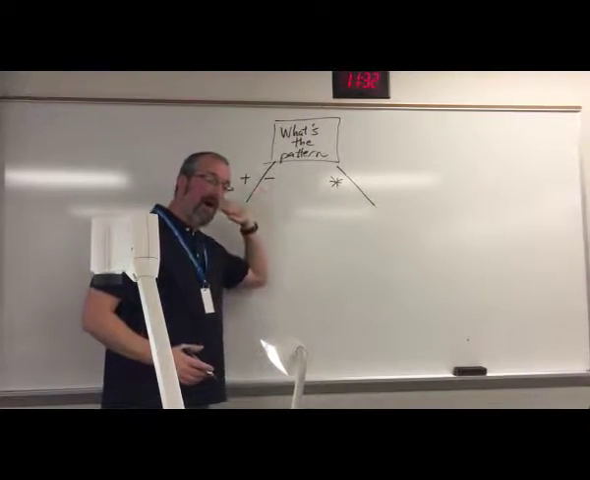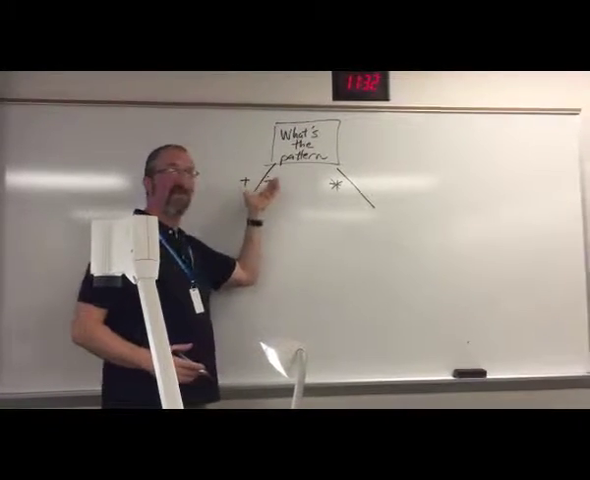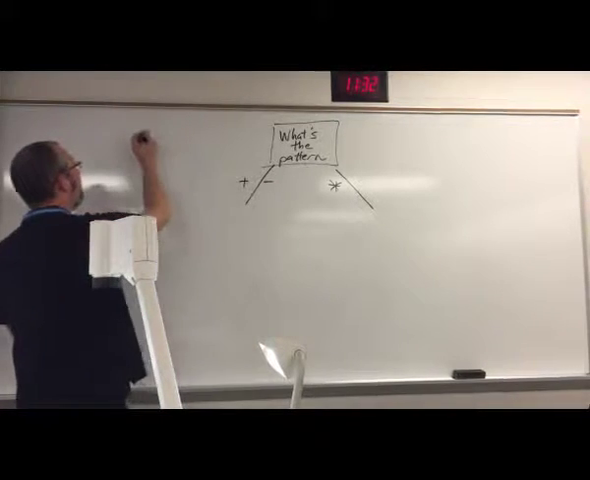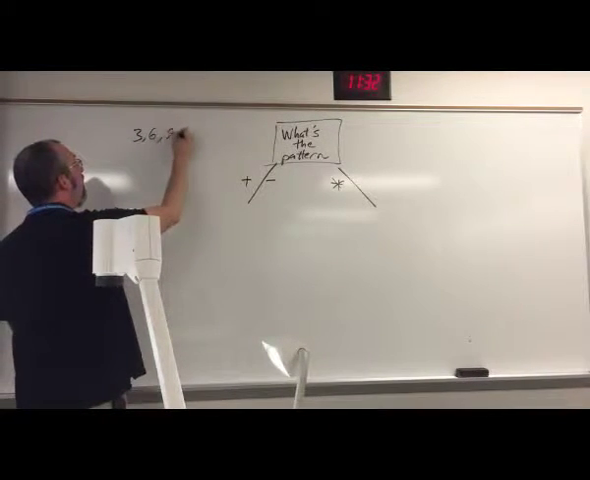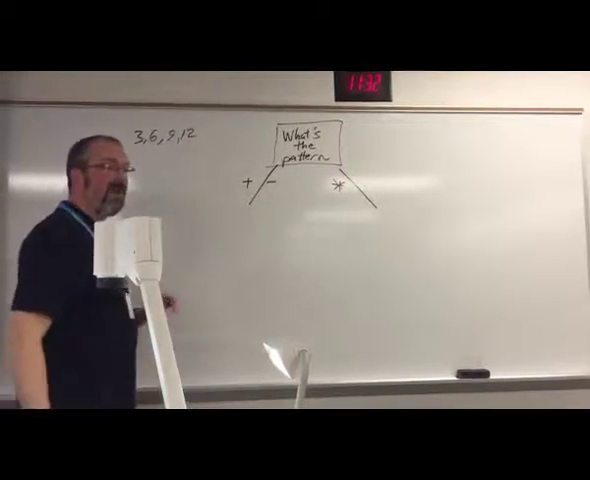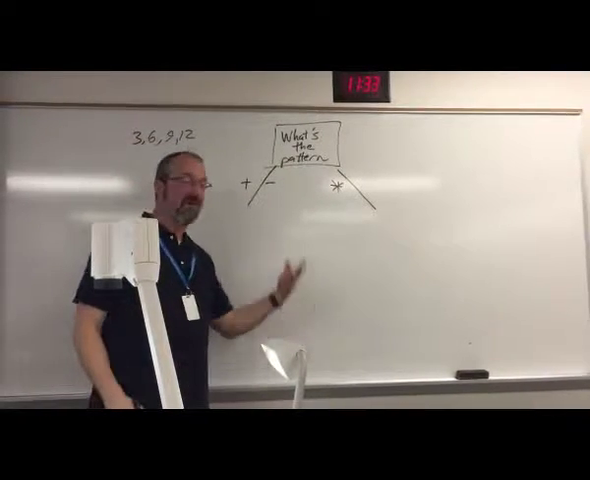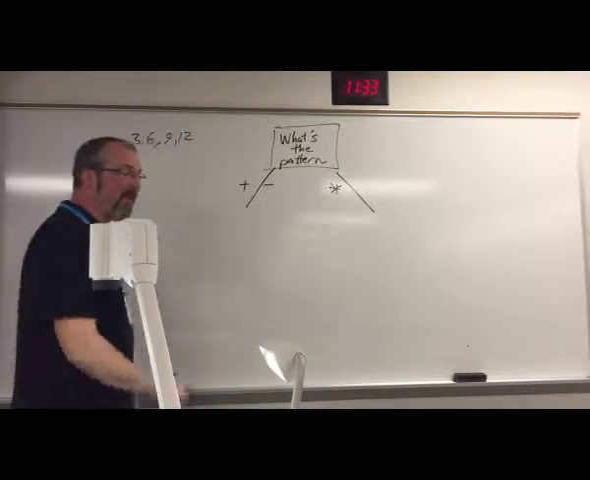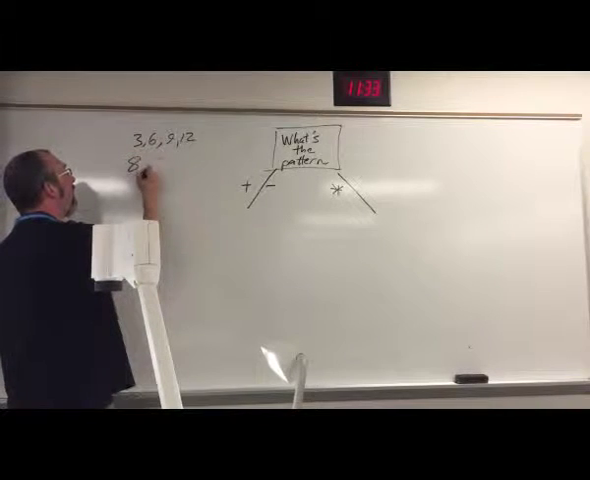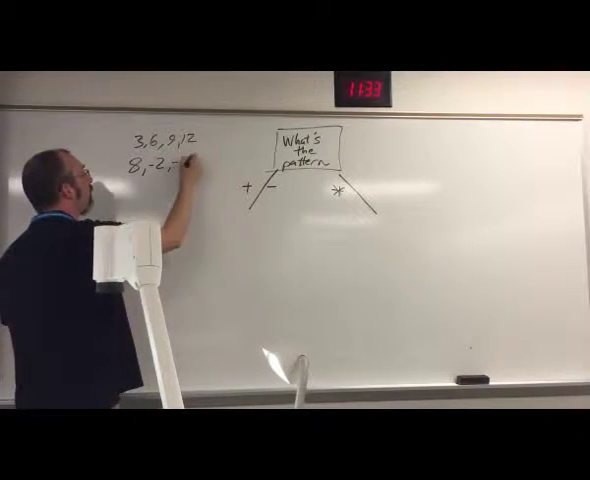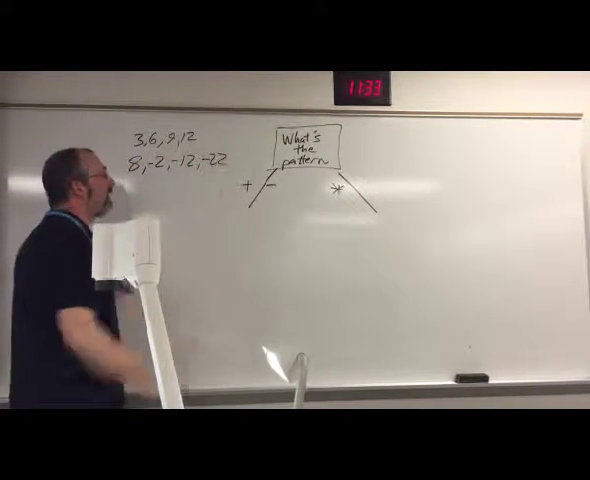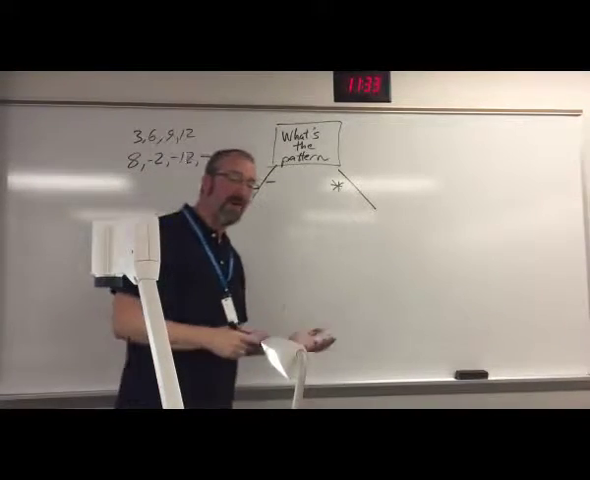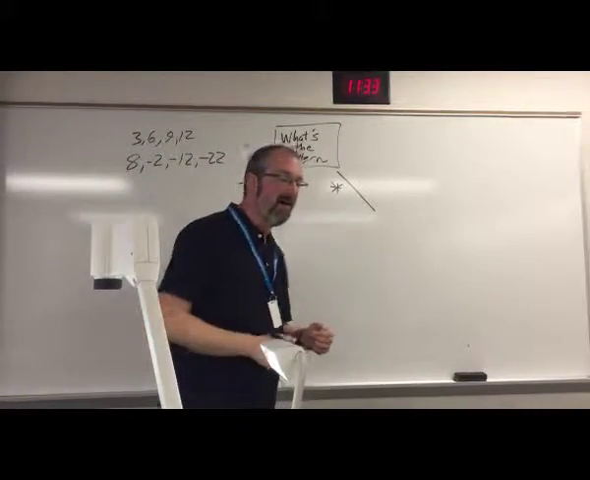So an example of an addition or subtraction pattern would be the numbers 3, 6, 9, 12. And this tends to be an addition pattern. It's going up by 3 each time. This is another addition pattern, 8, -2, -12, -22. This is another addition pattern where it's going down, using subtraction.